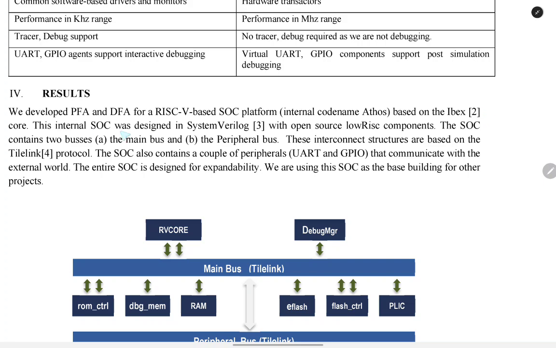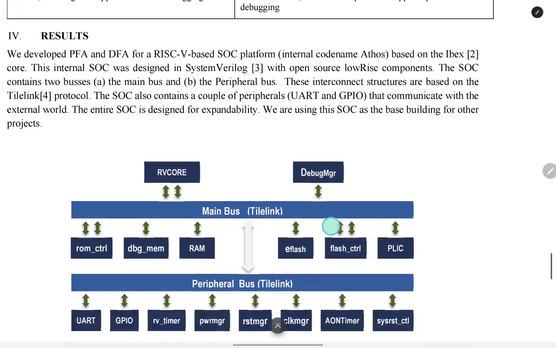This internal SoC was designed in SystemVerilog with open source low-risk components, so that the SoC contained two buses, a main bus and a peripheral bus. These interconnect structures are based on the TileLink protocol. The SoC also contains a couple of peripherals, UART, GPU, GPIO, to communicate with the external world. The entire SoC is designed for expandability. We are using this SoC as the base building block for other projects.